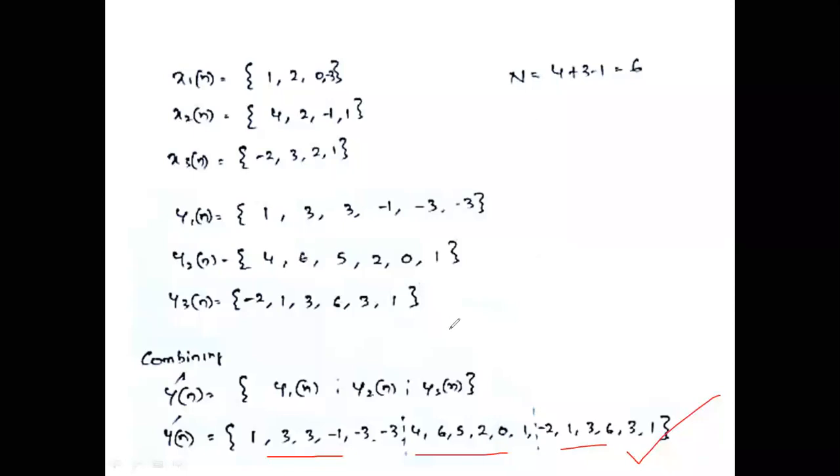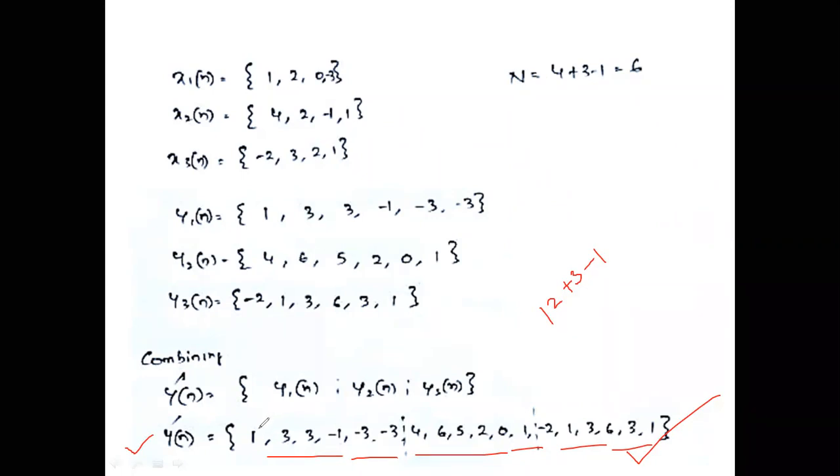Anybody, can you tell me, just by looking at the length of the answer, whether this answer is correct or wrong? What was the length of my input sequence? 12. The length of the impulse response was 3. If the answer is that of linear convolution, the length should be 12 plus 3 minus 1, which is 15.